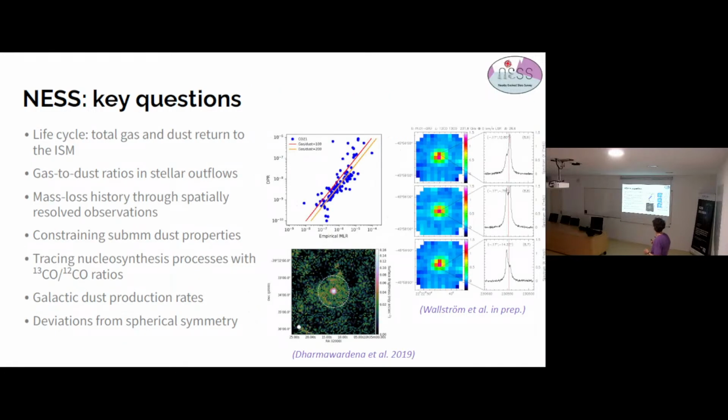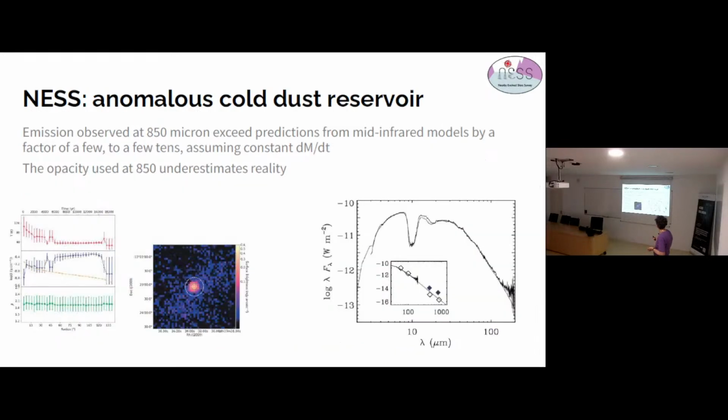So here is a slide introducing the NEST survey to you. These are the key questions that we want to address. We're interested in determining the total gas and dust return to the ISM, looking at gas to dust ratios and stellar outflows, looking at the mass loss history over time through spatially resolved observations, but also constraining submillimeter dust properties, and that's the topic of what we are talking about now. So let's continue on that.